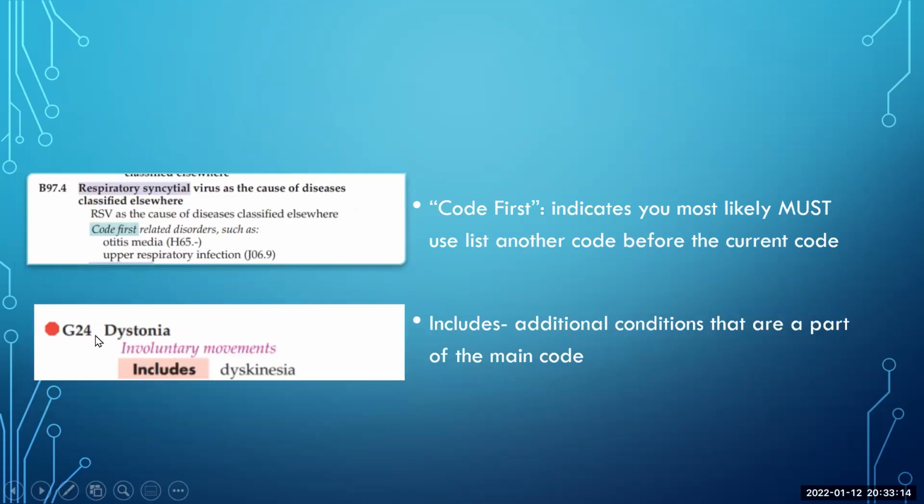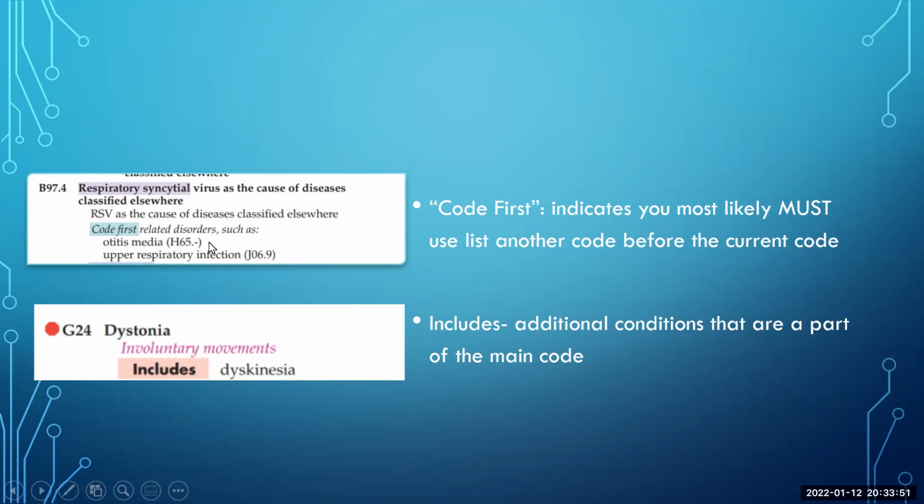All right, code first. You will see this fairly often, and this indicates that you must use another code before you use the current code. So say you've looked up this code here, B97.4, and you see this note that's going to say code first the related disorder. So this is saying that this code itself generally does not exist on its own. It is usually related to another condition. And so that is telling you need to code first those related disorders.